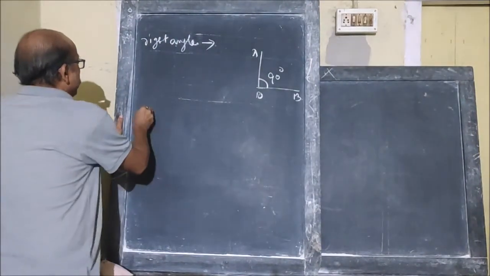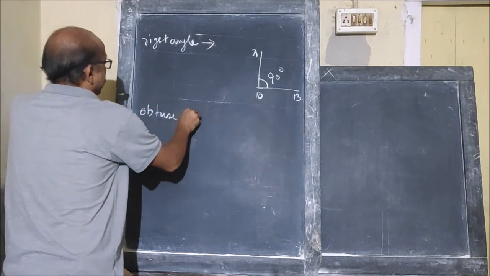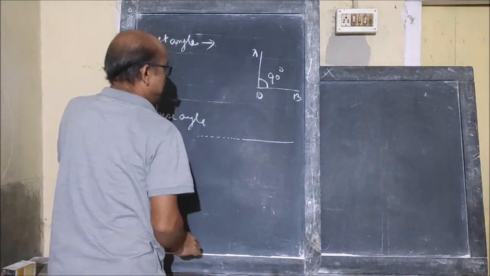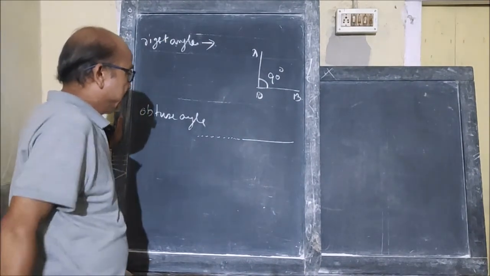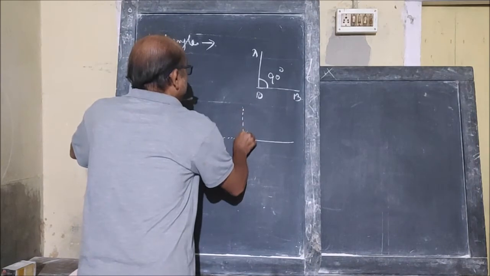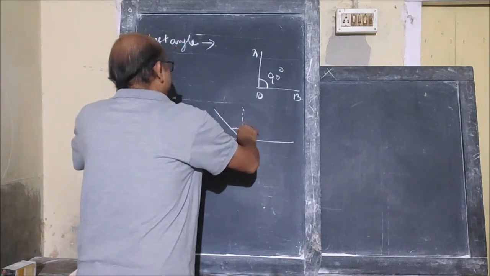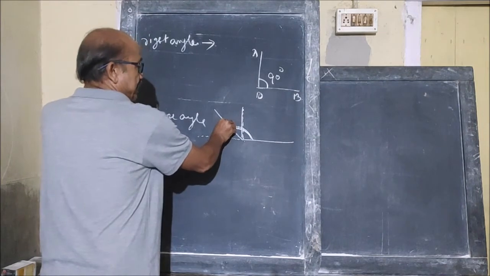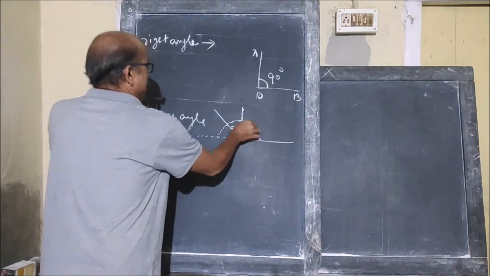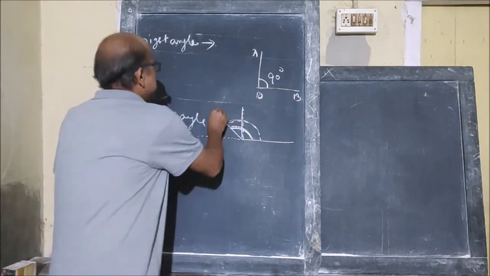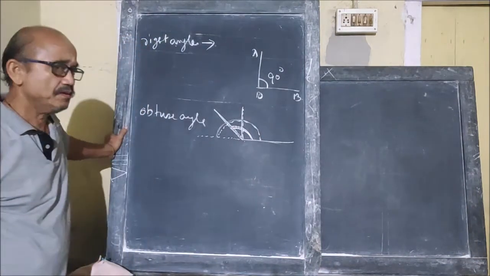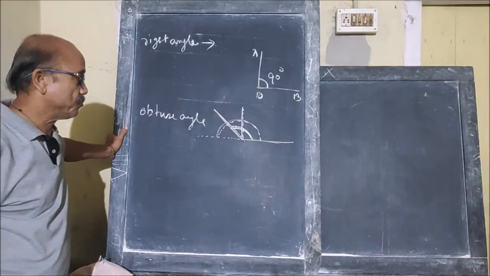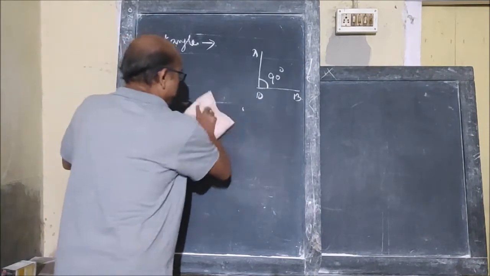Next one, obtuse angle. Obtuse angle means what? An angle whose measure is greater than 90. It is 90, so this angle is like this. Greater than 90, up to that one is 90. So its measure is greater than 90 and less than 180. The whole is what? 180. And this one is less than 180. Obtuse angle means an angle whose measure is greater than 90 degrees but less than 180 degrees is called the obtuse angle.